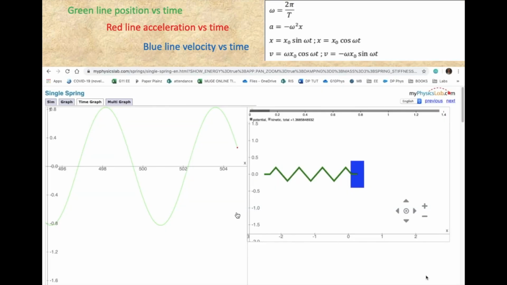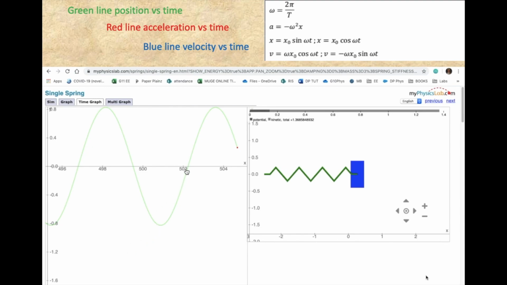Okay, so I have run that simulation for you beforehand, and this is what you were supposed to see. The green line represents the position versus time graph. The red line represents the acceleration versus time graph, and the blue line represents the velocity versus time graph. I have the formulas from the data booklet up here, and the simulation will run. I want you to watch this.